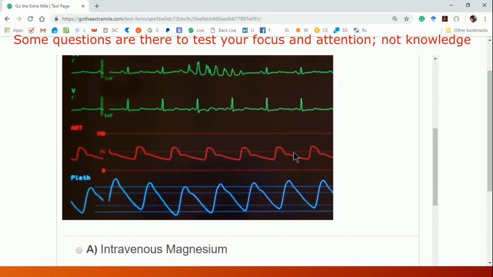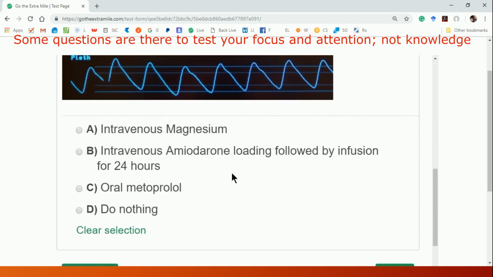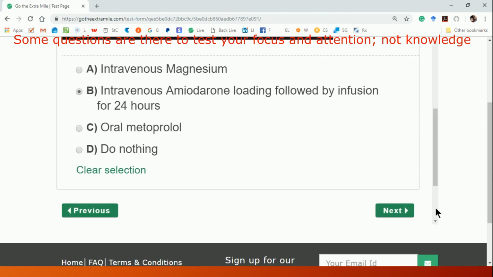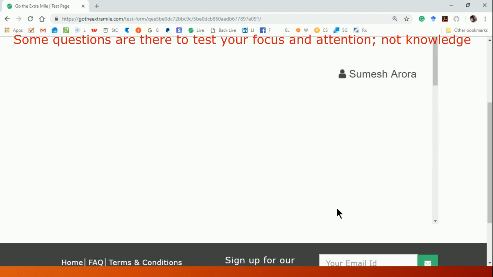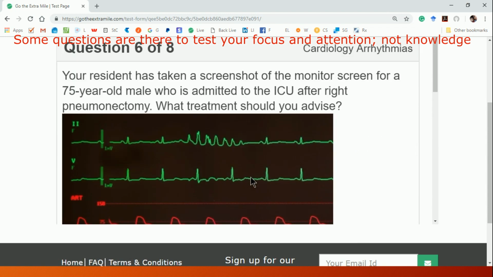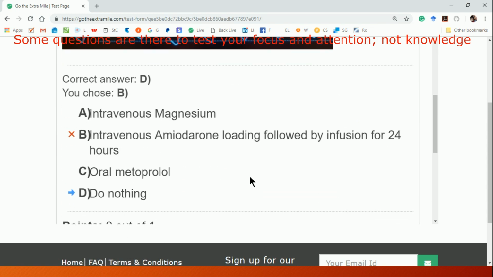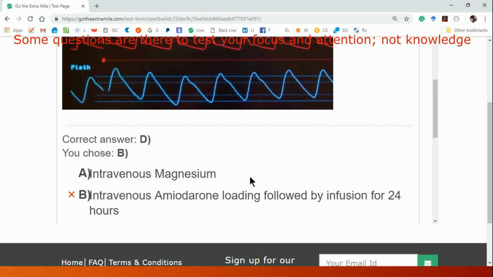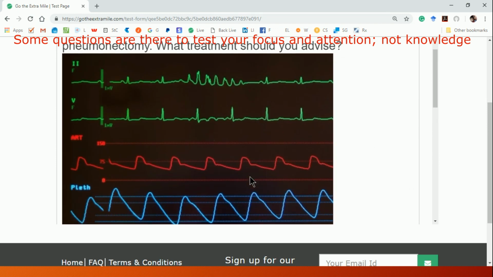Well, I think I should do something. I'm going to go by giving amiodarone for 24 hours. Let's see how I go. Oh no. Alright, where did I make the error?